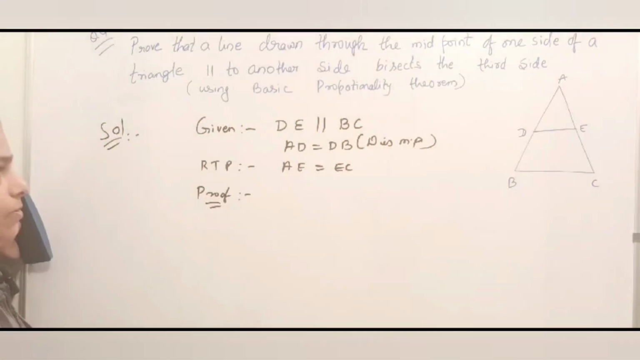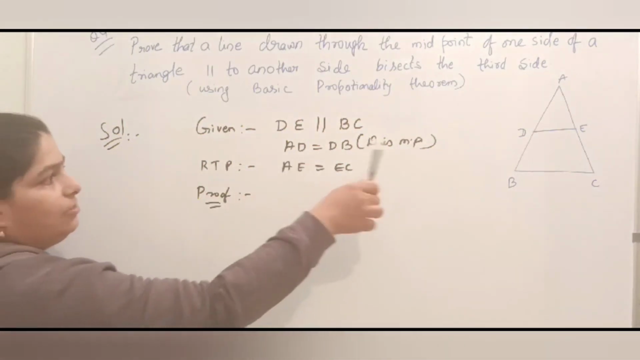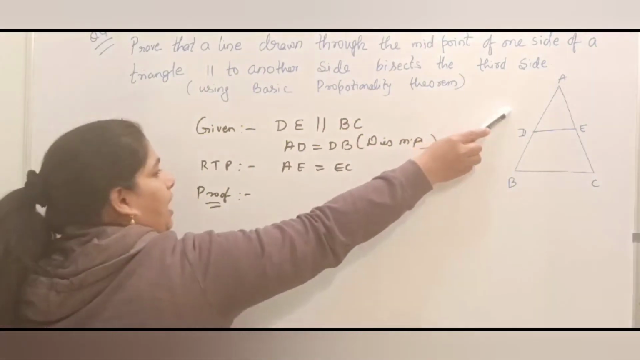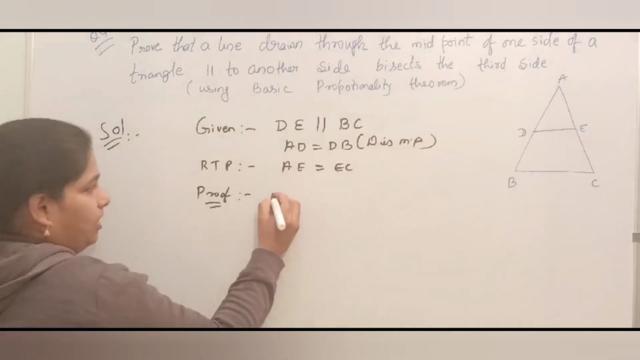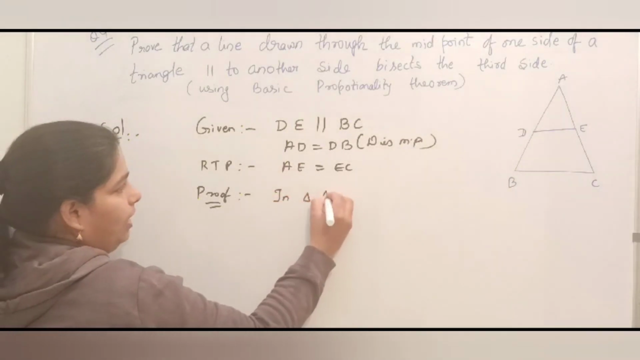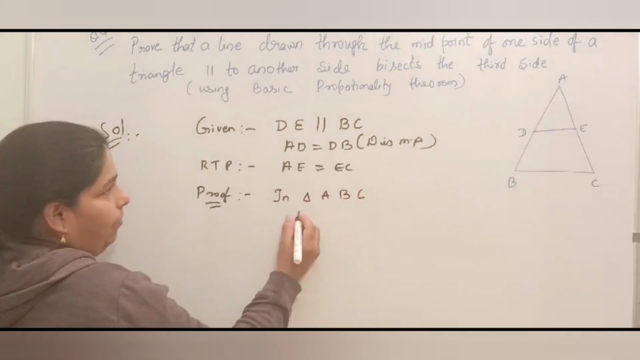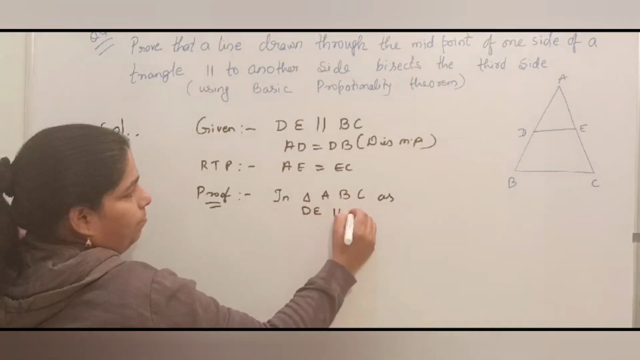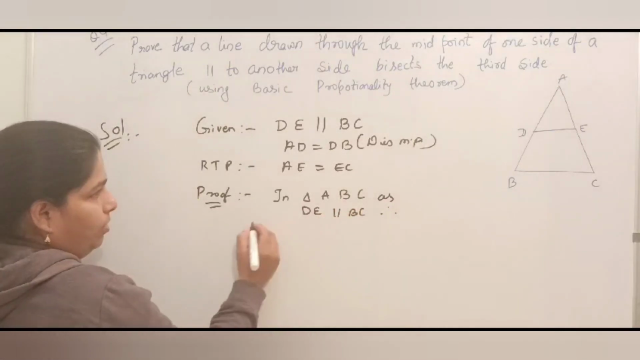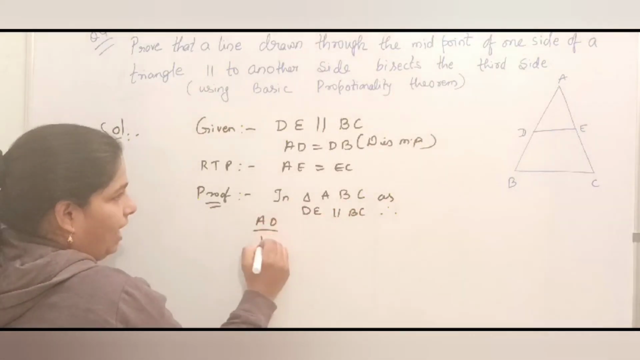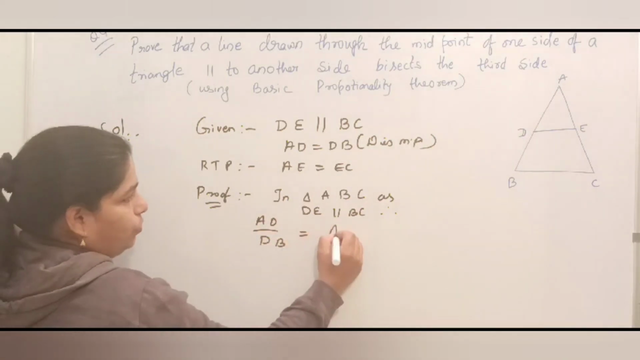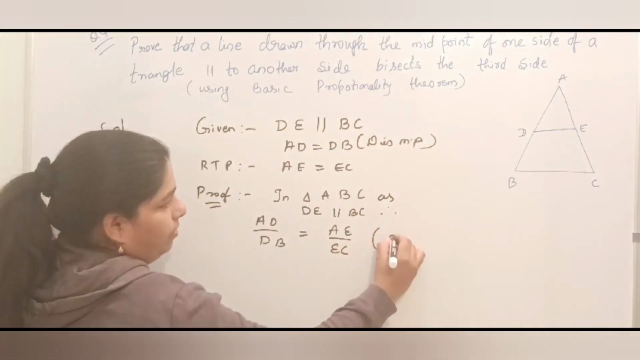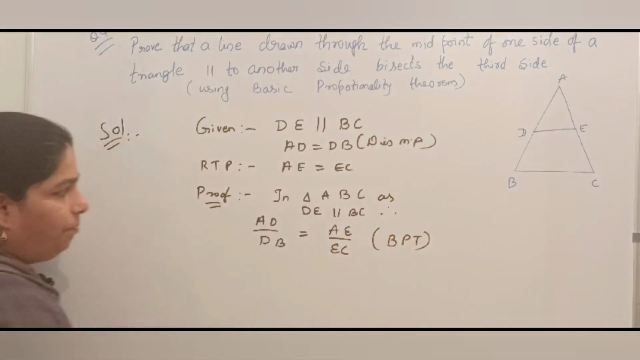We know that by using the basic proportionality theorem, if a line is drawn parallel to one side of a triangle, then it divides the sides in equal ratios. Therefore, in triangle ABC, as DE is parallel to BC, therefore AD by DB is equal to AE upon EC. Okay, using BPT or Thales theorem.